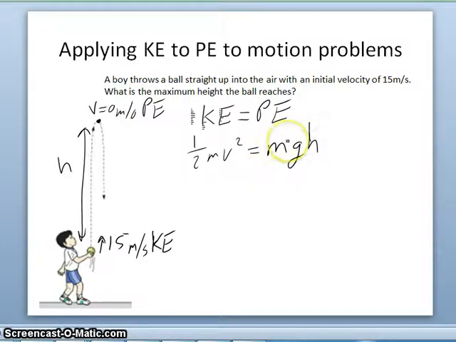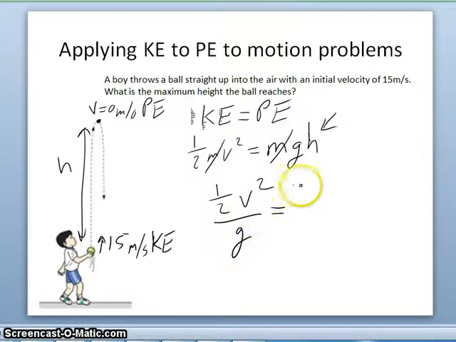Now all we have to do is a little bit of algebra and we can solve for the maximum height of this ball. So we see initially that the masses cancel out. We do a little bit of math, so 1/2 v squared divided by g gives me the height isolated. So now all I need to do is plug my values in.